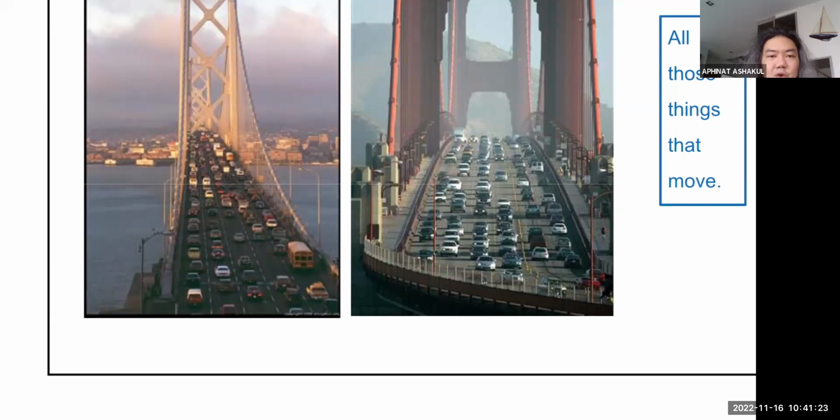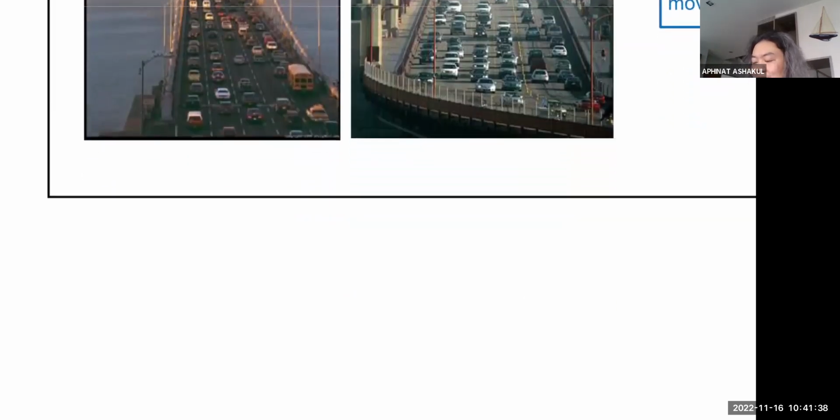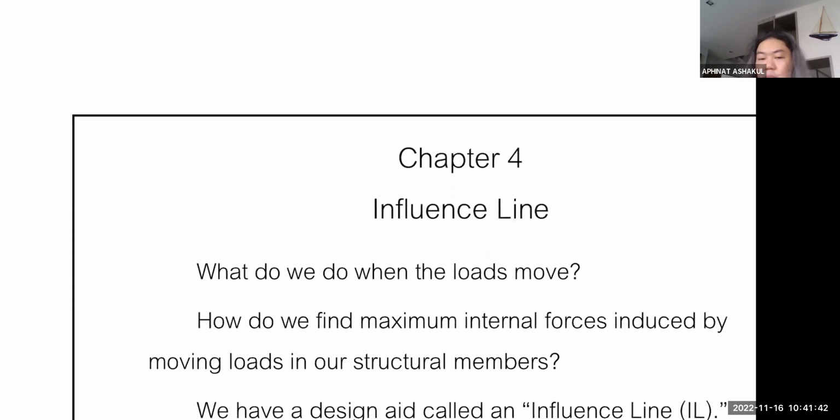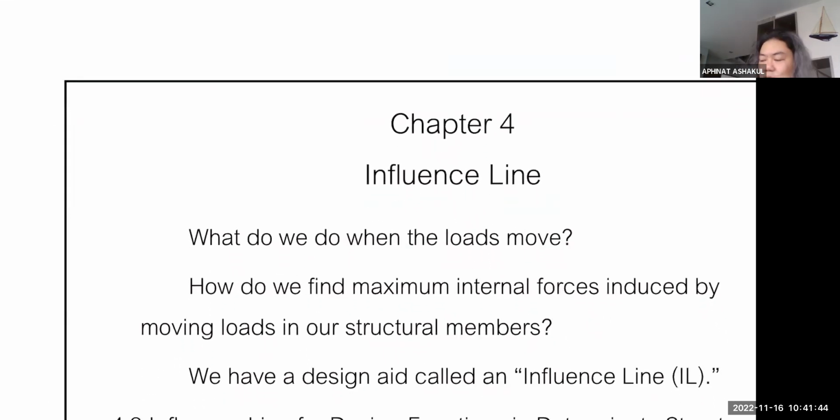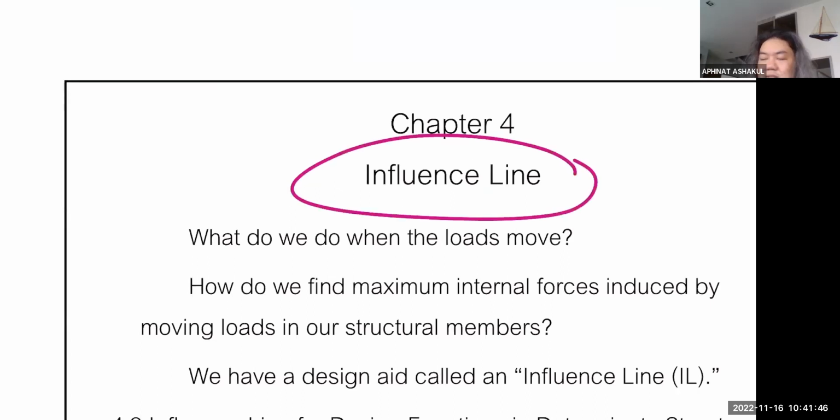So many of you will get to work in the highway business, the bridge business. And of course, you have to know what influence the moving load has on your structure. Incidentally, the tool that we use to monitor or analyze the moving load is called the influence line, just to see how much influence the moving load can have on your structure.